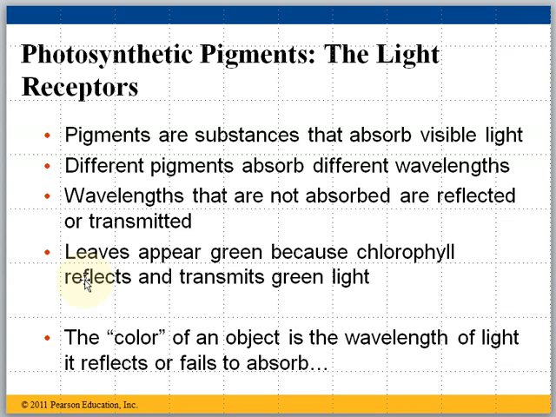The reason that leaves and plants appear green, for the most part, is because chlorophyll will capture wavelengths of light except for the green wavelengths. And those green wavelengths are the ones that either bounce back or pass through. And so that's what our eyes see, the waves that did not get absorbed. So the color of an object is the wavelength of the light that's either reflected or transmitted, the wavelength that did not get absorbed.